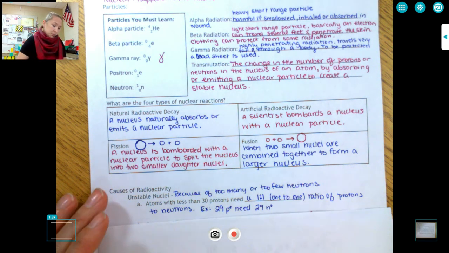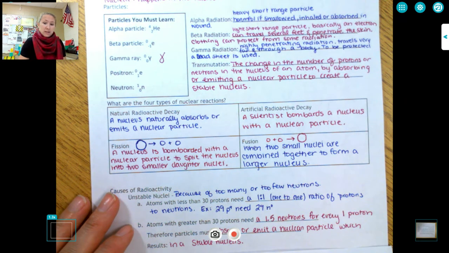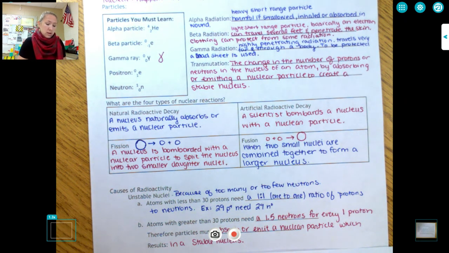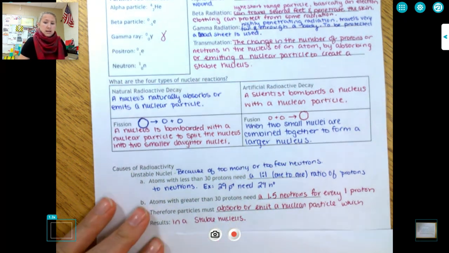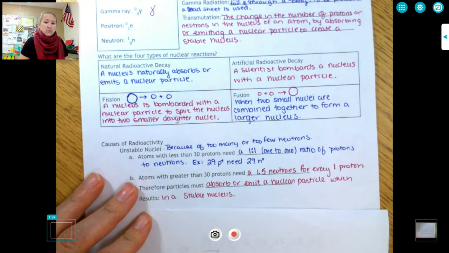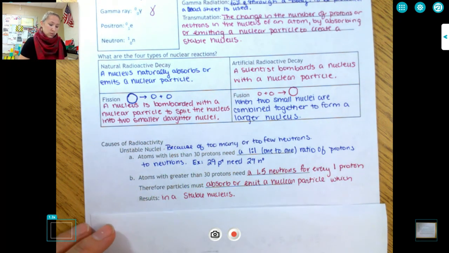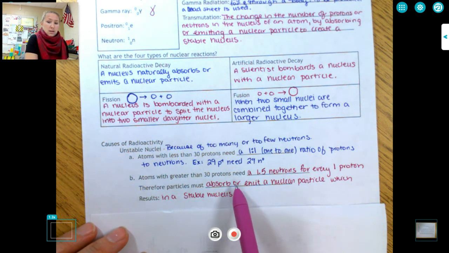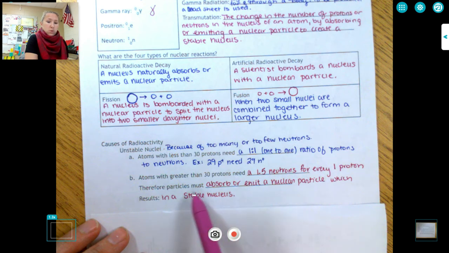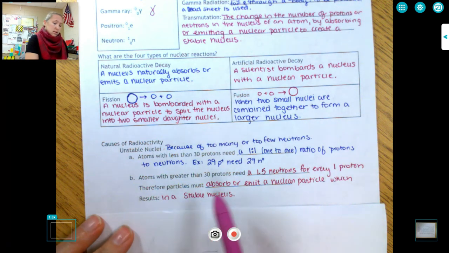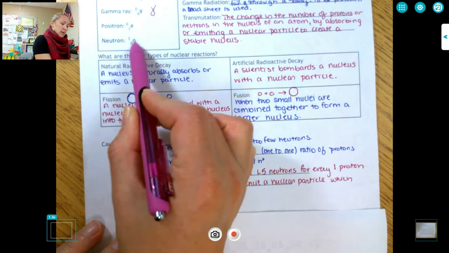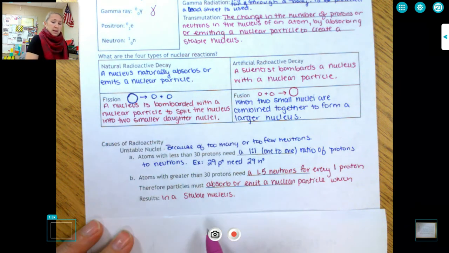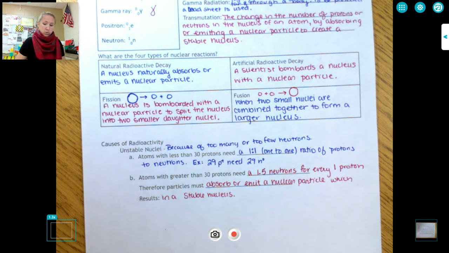to be stable. Atoms that are bigger than zinc, so atoms with greater than 30 protons, need 1.5 neutrons for every 1 proton. Because naturally those elements usually don't have that, they're going to have to absorb or emit a nuclear particle, which will then result in a stable nucleus. So they're usually absorbing or emitting a neutron, so that way they can get to a stable number of protons and neutrons in the nucleus.